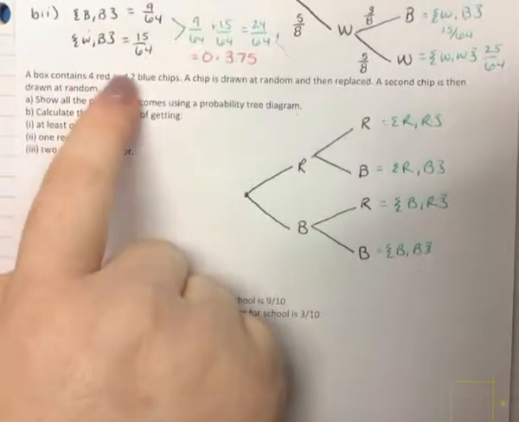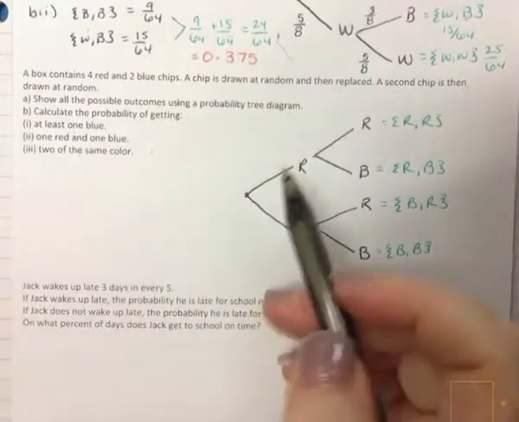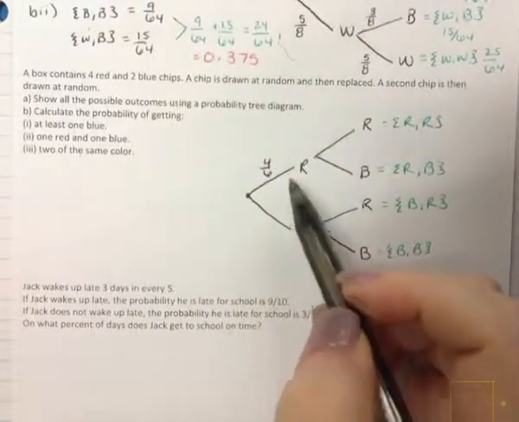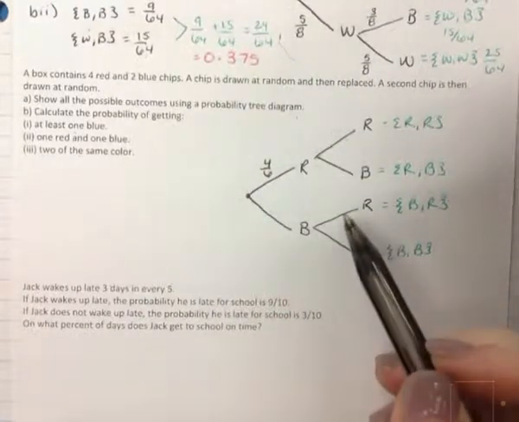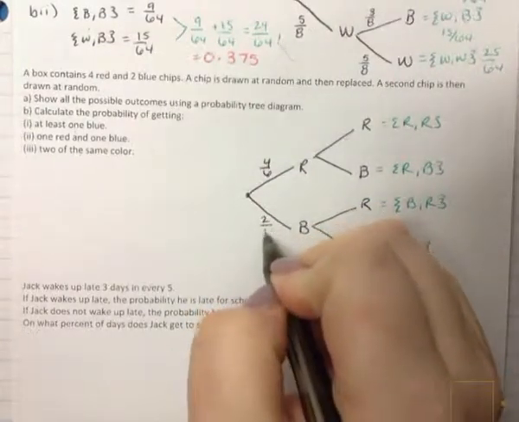So we had 4 red and 2 blue, so that's 6 total chips. So for red, there were 4 out of 6 total. Now I could simplify this, but I'm just going to leave it as it is right now so that all of my denominators will end up being the same. Therefore, for the blue chip, it would be 2 out of 6 chance.